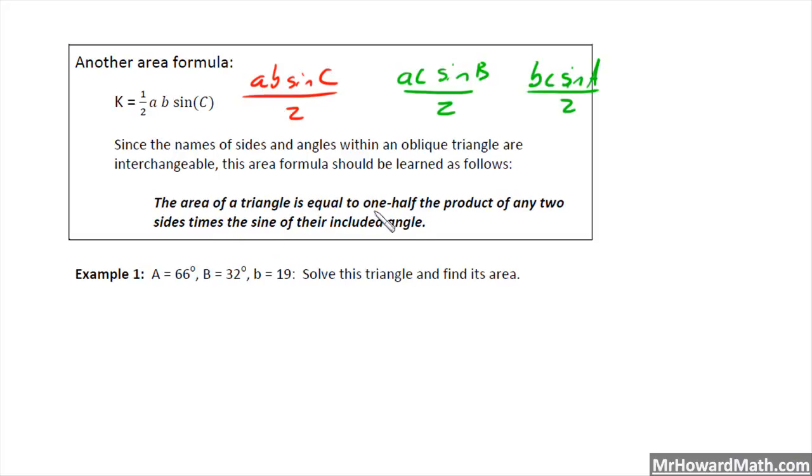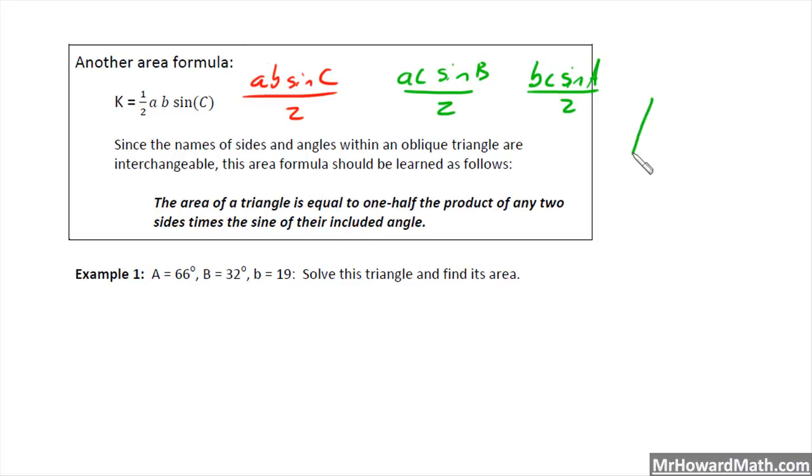So the area of a triangle is equal to 1/2 the product of any two sides, so sides A and B, or sides A and C, or sides B and C, all of those combinations, times their included angle, all divided by 2. So their included angle means the angle between them.